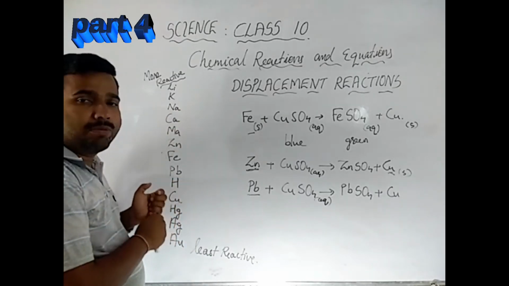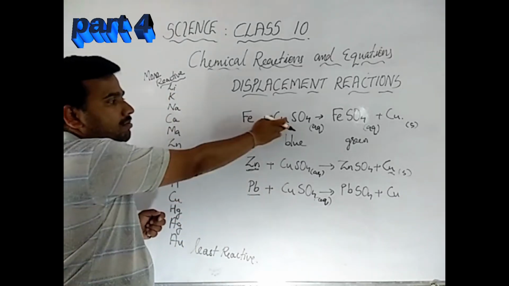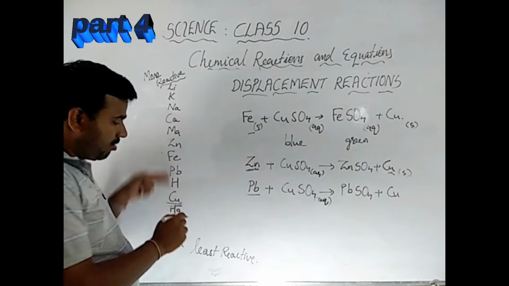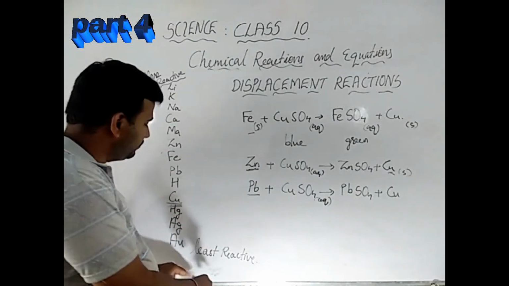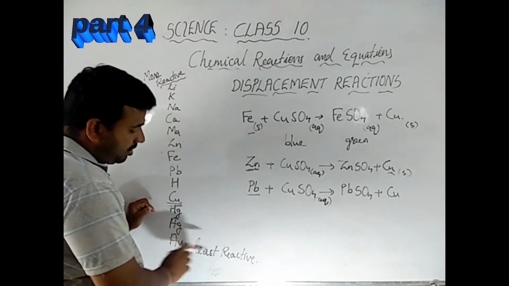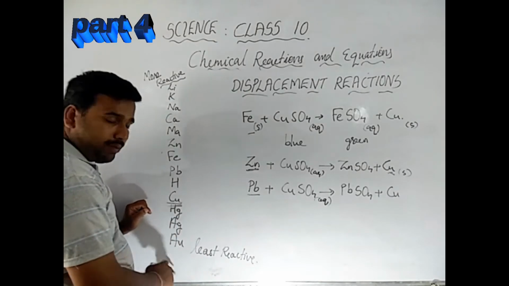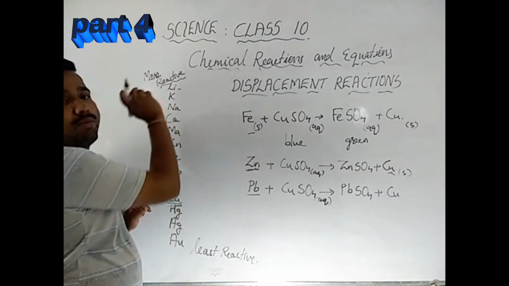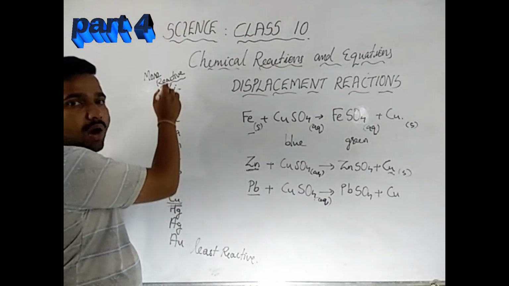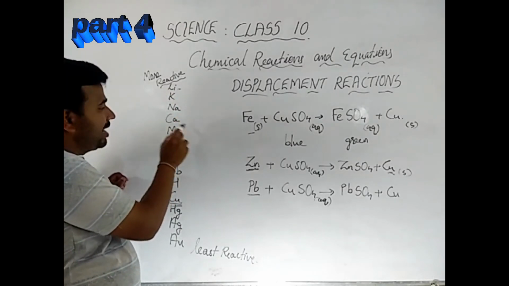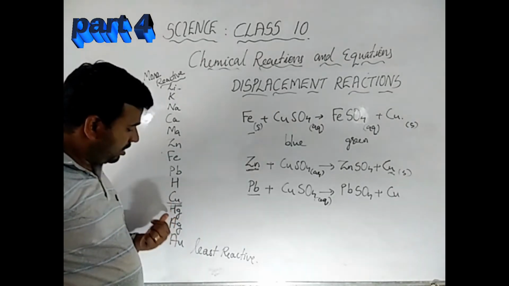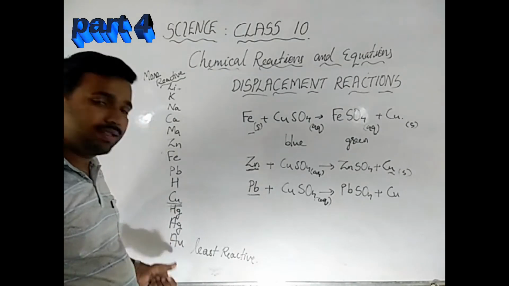If you are able to memorize this table, it will be easy to find which metal displaces the next one. Here you can see the position of copper is towards the bottom of the table, so you can say copper is less reactive. In this table, the least reactive metal is placed at the bottom, and at the top, the most reactive metals are placed. The order is lithium, potassium, sodium, calcium, magnesium, zinc, iron, lead, hydrogen, copper, mercury, silver, gold, then platinum.